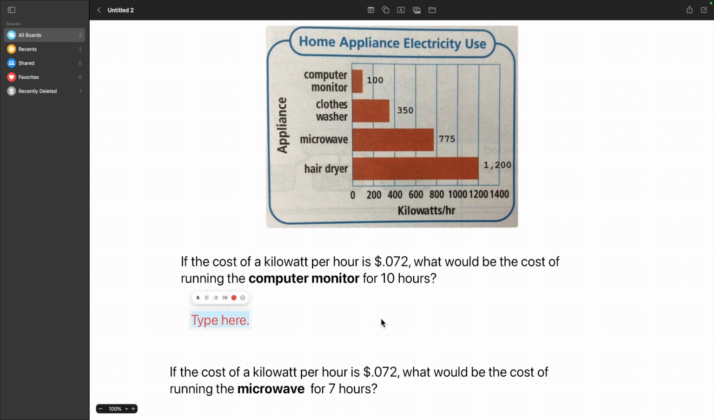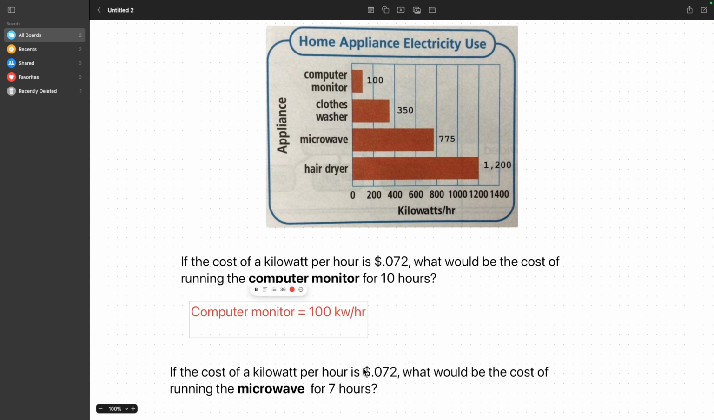Okay, let's go over how to find the answer. The first thing you want to do is figure out how much power a computer monitor uses each hour. So we go back to the bar graph and we see right here that it uses about 100 kilowatts per hour. So I'm going to say computer monitor is equal to about 100 kilowatts per hour.